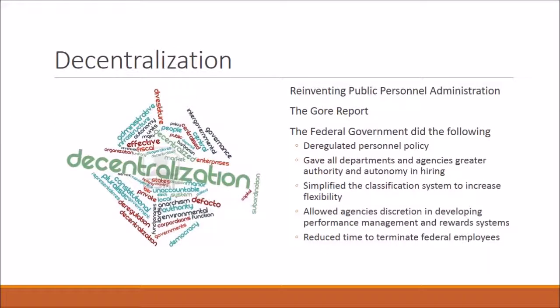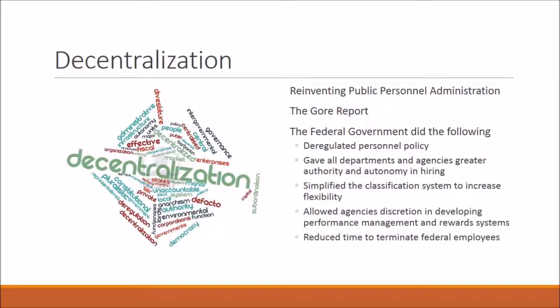The 1980s and 90s, and continuing to today, is a time of great decentralization in the federal human resources management system. Among the early initiatives was the 1993 National Performance Review, also known as the Gore Report. It stated that to create an effective federal government, we must reform virtually the entire personnel system, including recruitment, hiring, classification, promotion, pay, and reward systems.